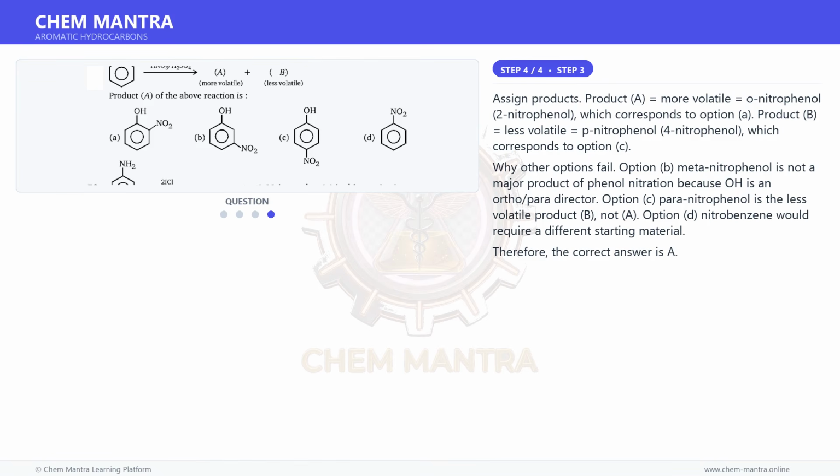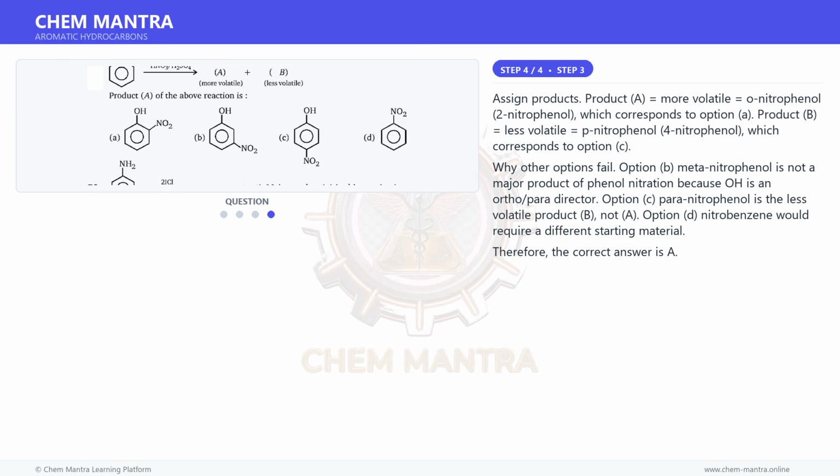And for the final step, assign products. Product A equals more volatile equals o-nitrophenol, 2-nitrophenol, which corresponds to option A. Product B equals less volatile equals p-nitrophenol, 4-nitrophenol, which corresponds to option C.